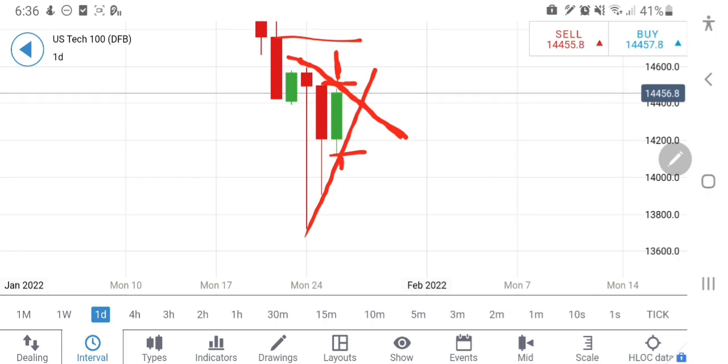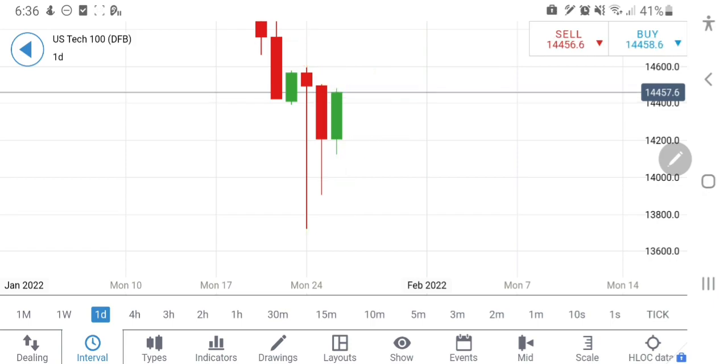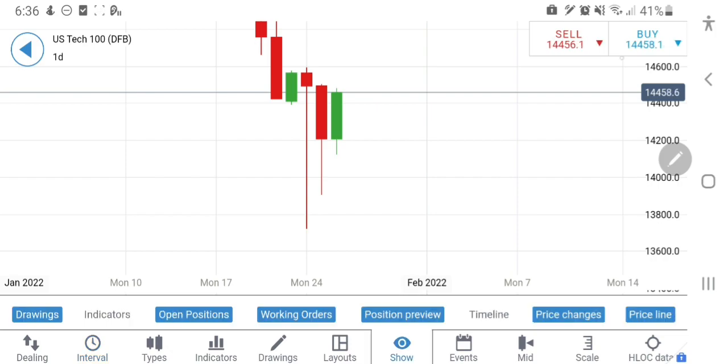So see, this zone till here is very important. Below that it will break significantly. Remember, below 14,050 it will break significantly. Anything can happen. These are markets. And now let's have a look at the indicators.